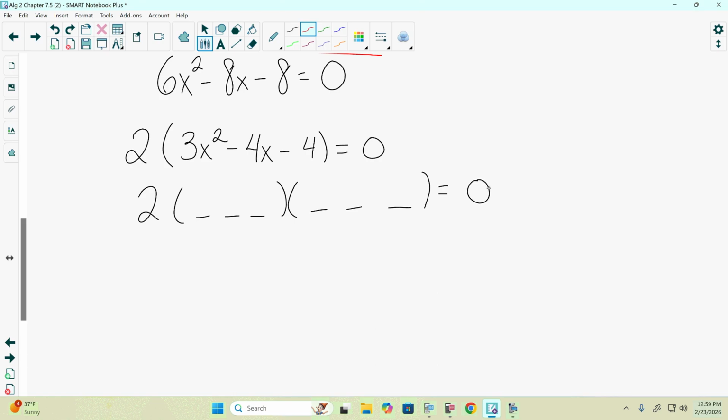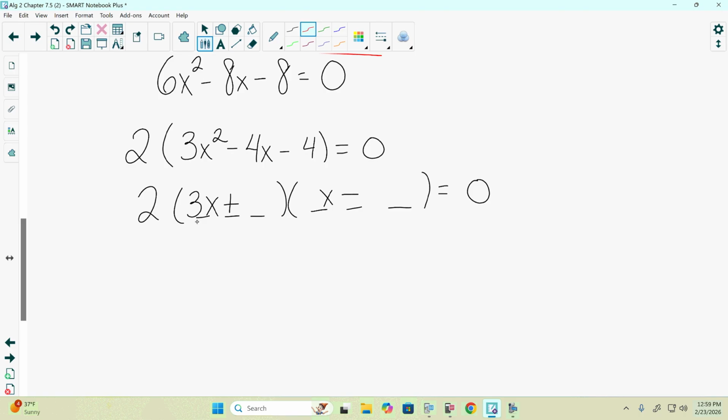To factor 3x squared minus 4x minus 4, we'll write our two sets of parentheses with 3x spaces. Since the third term is negative, it tells us our signs are opposite. One's going to be positive and one's going to be negative. Factors of 3x squared: the x squared part would be x and x. And the only factors of 3 are 3 and 1.